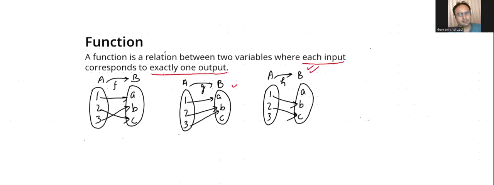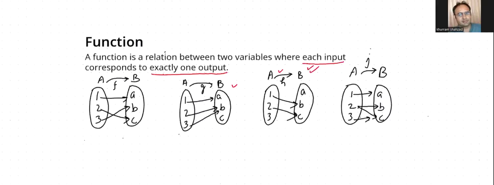Now there is another example of a relation between A and B. I'm talking about this h. 1 has output b, 2 has output c, and 3 does not have any output. Each input should have some output. So 3 has no output, so this h is not a function.